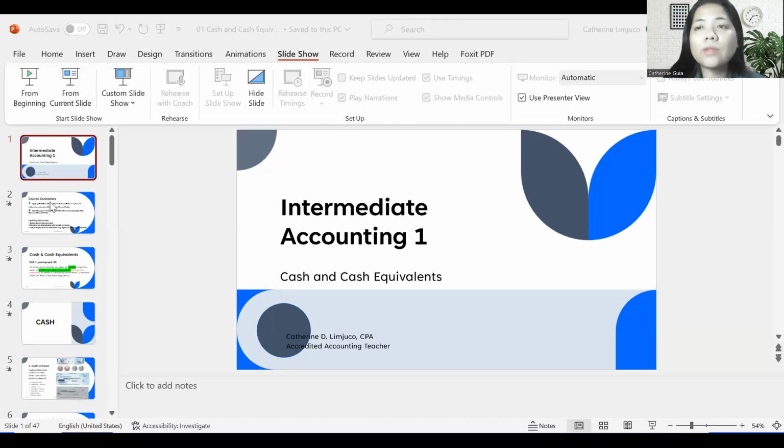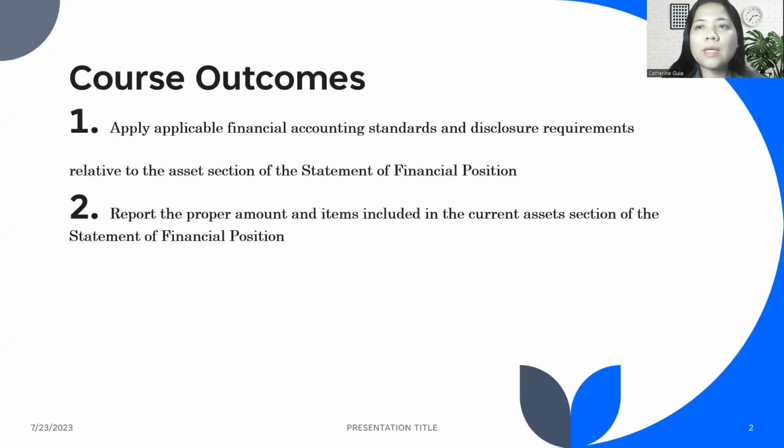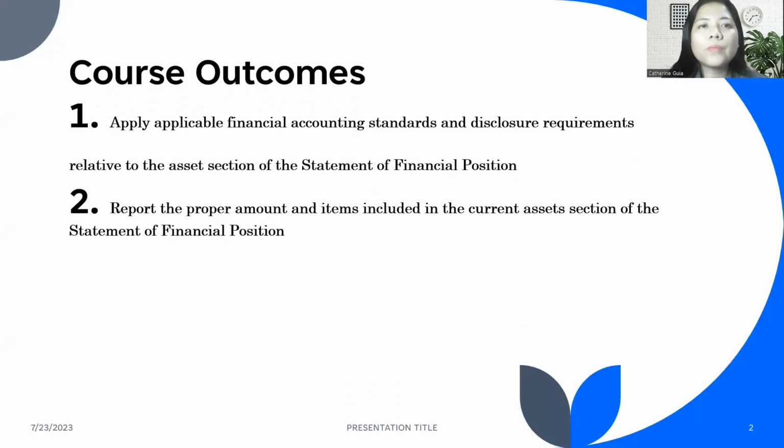Before we proceed with our discussion on cash and cash equivalents, I would like to share with you the course outcomes of Intermediate Accounting 1, which is, for number 1, apply applicable financial accounting standards and disclosure requirements relative to the asset section of the Statement of Financial Position. Number 2, report the proper amount and items included in the current asset section of the Statement of Financial Position, or what we call the balance sheet.